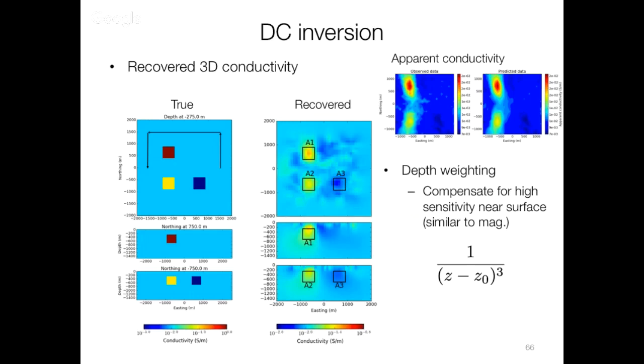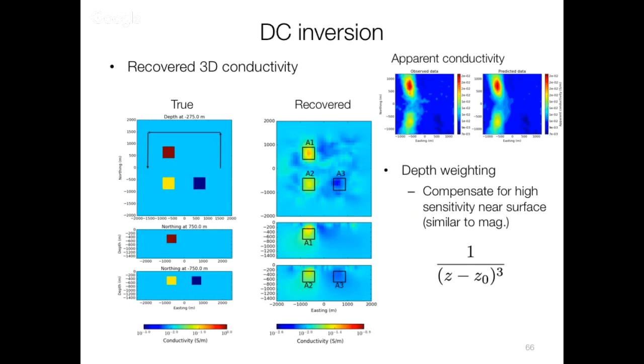So here's the truth. And if we do that 3D inversion and do cross sections, see, okay, I've actually done much better. I've got the conductors here. That one's a little bit bigger than this one. That looks like a resistor. Here's the cross sections. You know, not bad at all.